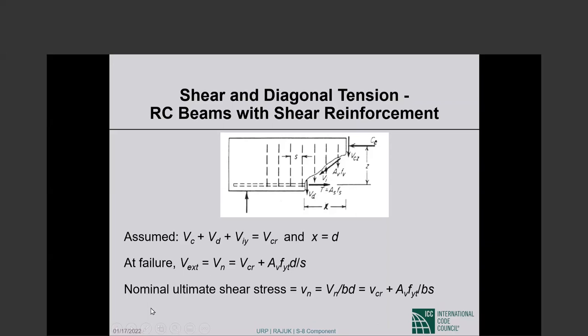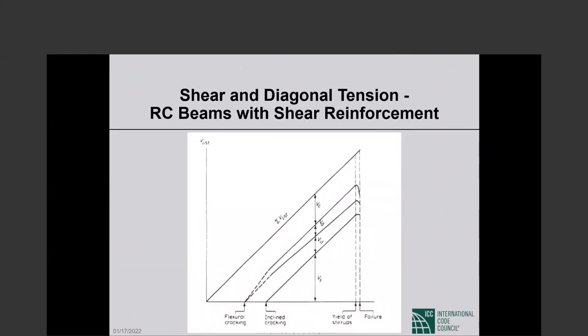So nominal ultimate shear stress, if we want nominal ultimate shear stress rather than strength, then we divide by bd, and that will be a lowercase v sub CR, capital V sub CR divided by bd, and A sub v f sub yt divided by bs. This is just division by bd. So this is the important part. The nominal shear strength is the cracking strength of the concrete, diagonal cracking strength of the concrete in shear, and the shear that is resisted by the vertical shear reinforcement.